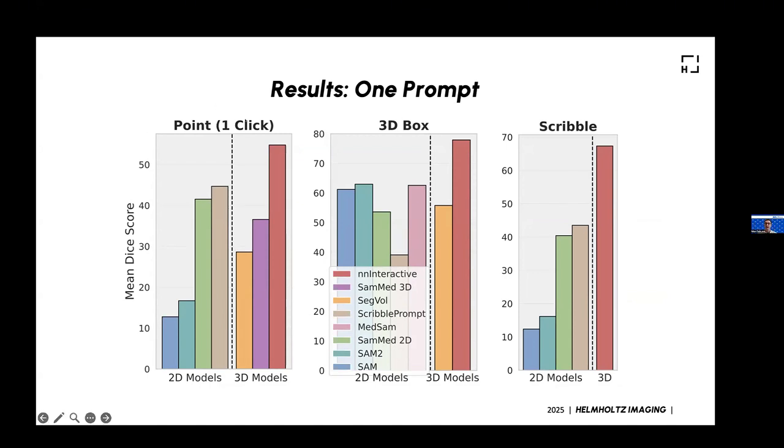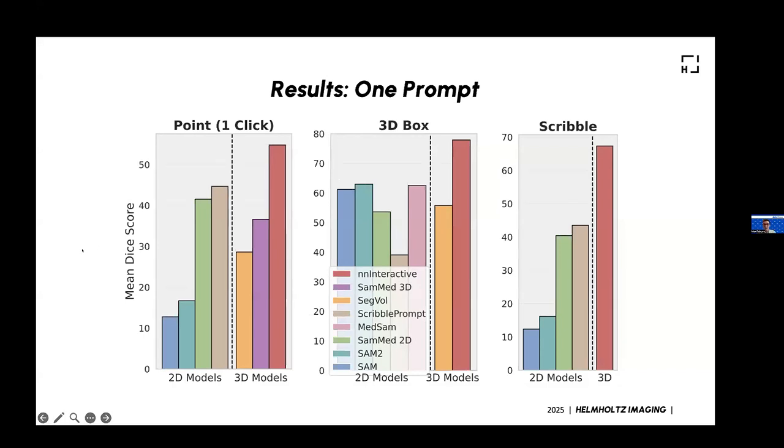Basically, we have one click, one 3D box, or one scribble. And you can really see that nnInteractive does a very good job at segmentation, also just being supplied only with one prompt. And why the 2D models perform better here is that they get more clicks, of course. They get one click per slice. Otherwise, you cannot really evaluate. But still, even with way more clicks, we have a large margin here.